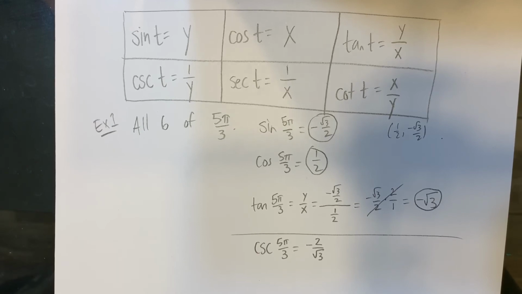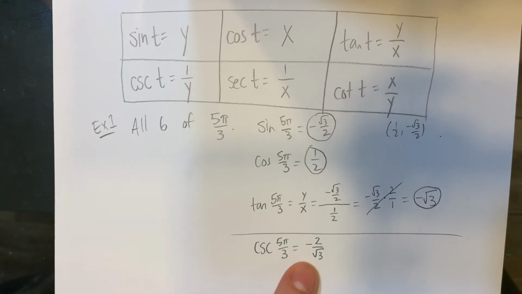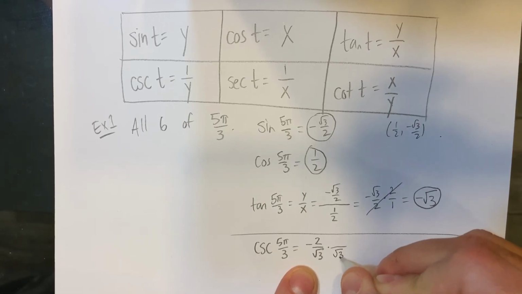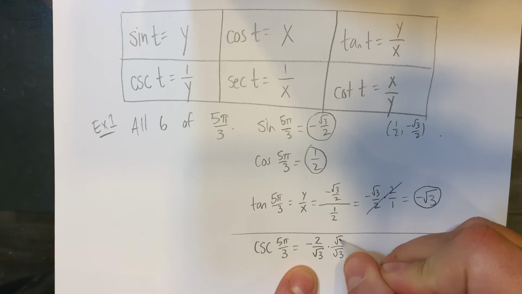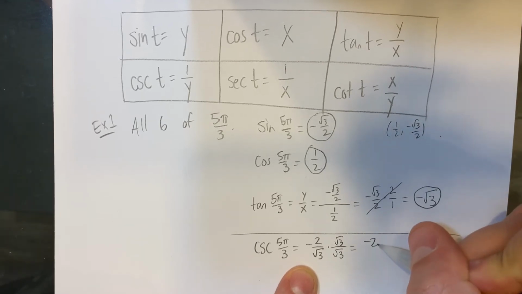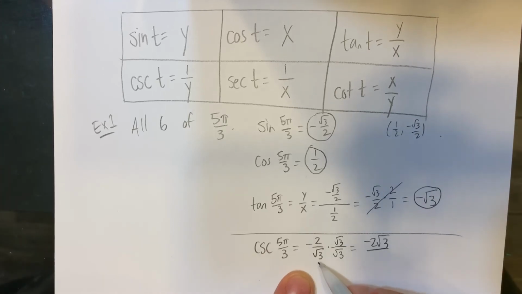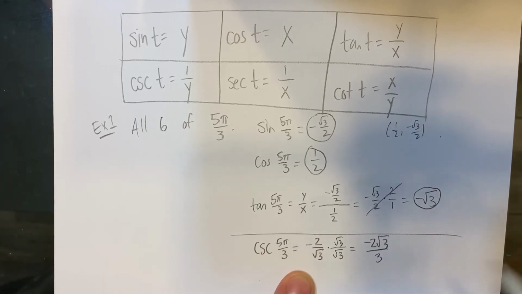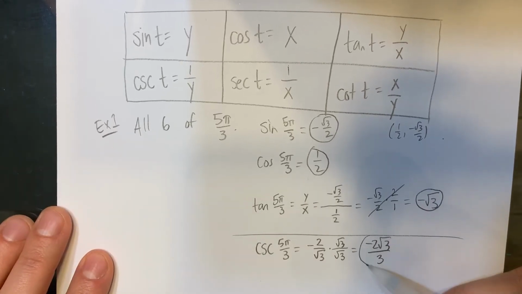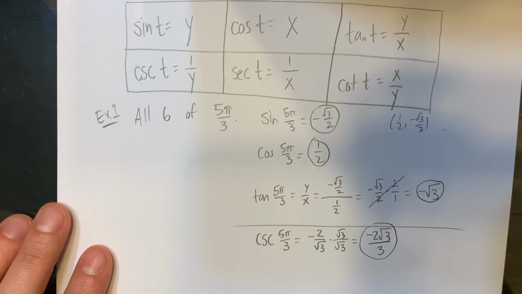However, a mathematical rule says I cannot have a root in the bottom, so I need to rationalize. I need to multiply it by itself. If I multiply by a root 3 on the bottom, I need to multiply by a root 3 on the top. On the top, I have negative 2 root 3, and root 3 times root 3 is root 9, which is just 3 on the bottom. That is the simplified version of cosecant of 5 pi over 3.